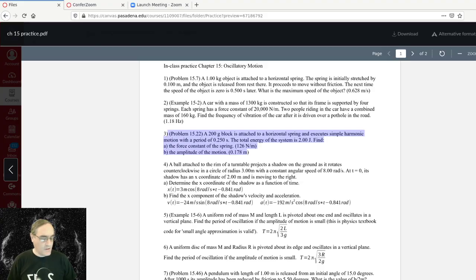Problem number 3, a 200-gram block is attached to a horizontal spring and executes simple harmonic motion with a period which is given, a quarter second, 0.250 seconds. The total energy of the system, E, is 2.00 joules. Alright, we're going to be trying to find two things here. One of them is the force constant K, and the other one is the amplitude of the motion.